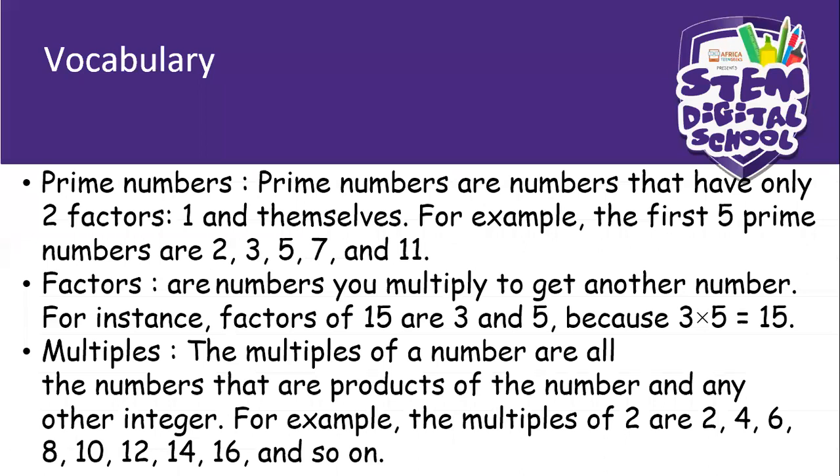Understand? Like 7. If you think about 7, 7 is not divisible by 2. 7 is not divisible by 3. 7 is not divisible by 4. 7 is not divisible by 5. 7 is not even divisible by 6. So 7 is only divisible by 7.